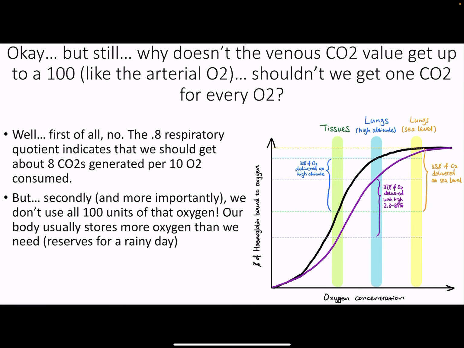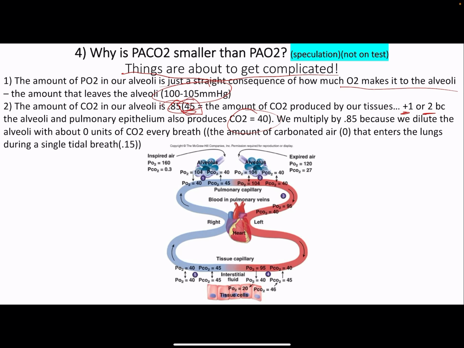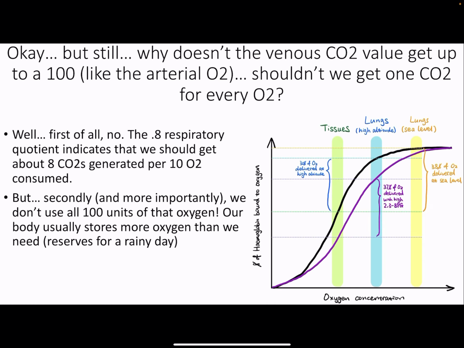All right, it doesn't fully explain everything, right? Because we could still ask ourselves, okay, well, let's not look at it from the alveolar perspective. Let's look at it from the tissue perspective. Why is it the case, we just take it for granted that it's producing 45? Why doesn't it produce 100? Two things. One, remember the respiratory quotient.